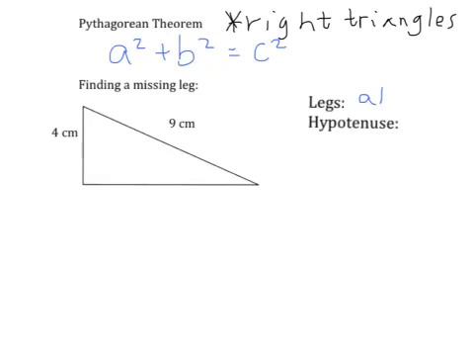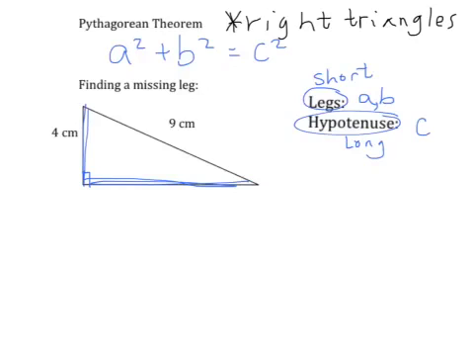A and b are the two short sides, and they're called legs. They will always be the sides that touch the right angle. C is the longest side, and it's called the hypotenuse, and that's the side that doesn't touch the right angle. A and b are interchangeable, which means that in this picture, it doesn't matter which of the two short sides I call a and which one I call b.